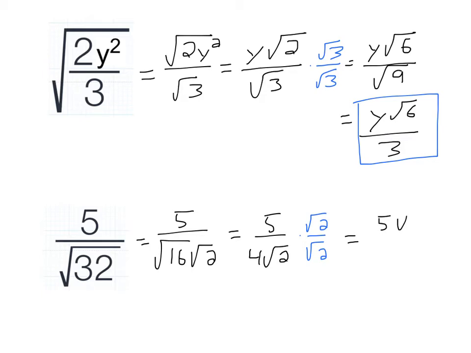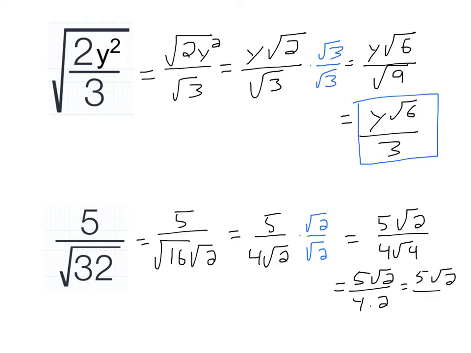My numerator is 5 square root of 2. My denominator becomes 4 square root of 4. That's something we've got to keep in mind there. The square root of 2 times the square root of 2, I can multiply those two numbers because they're both in radicals. That's going to give me 5 square root of 2 over 4 times 2. That's what the square root of 4 is. And when I multiply out my denominator, I get 5 square root of 2 over 8. And that's my final answer.